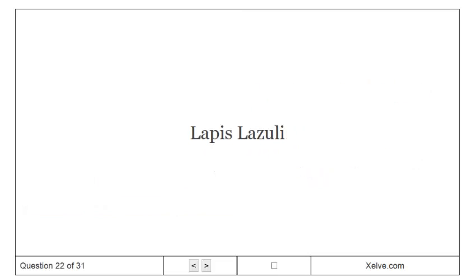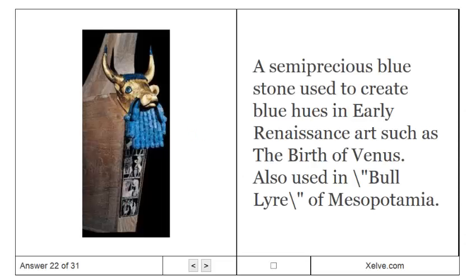Lapis lazuli. A semi-precious blue stone used to create blue hues in early Renaissance art such as The Birth of Venus, also used in the Bull Lyre of Mesopotamia.